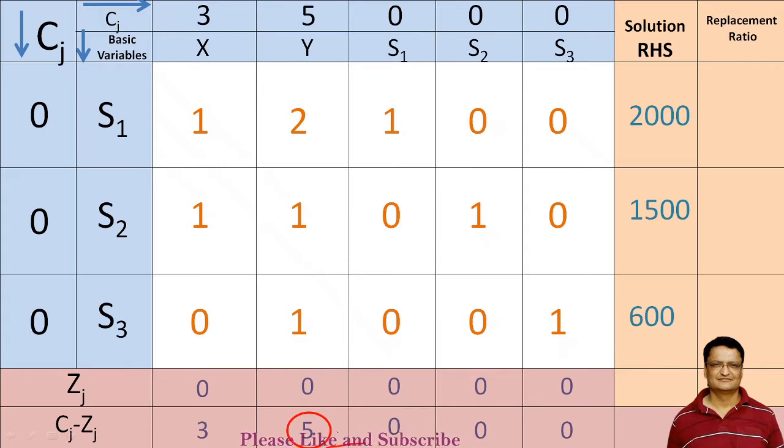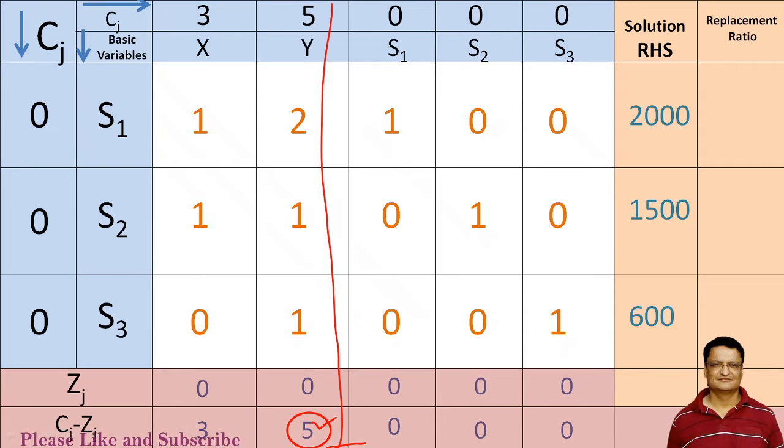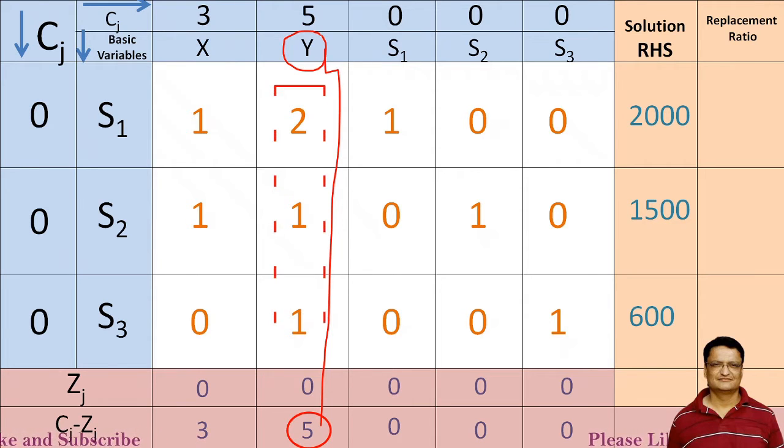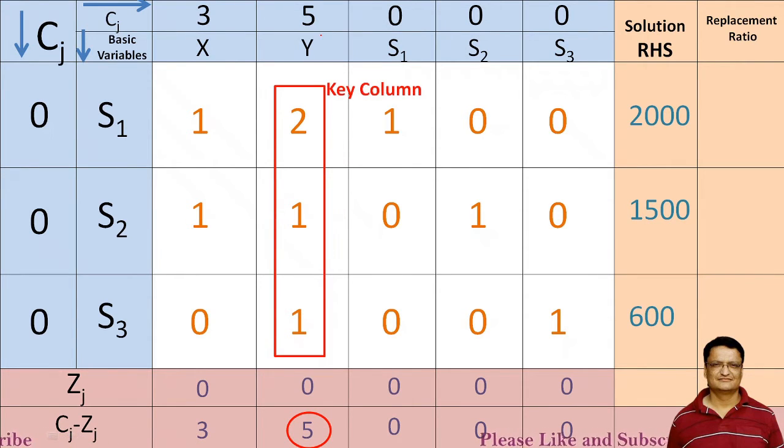Okay, so this particular column represents this Cj minus Zj value, which indicates that we have an opportunity to improve this solution, and this corresponding variable, that is y, is going to enter into the solution, and that is why we call it a key column. Okay, so I will mark the column with the highest value of Cj minus Zj as a key column, and y will become my entering variable.